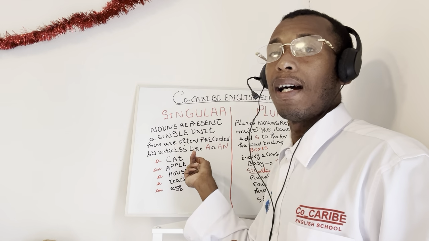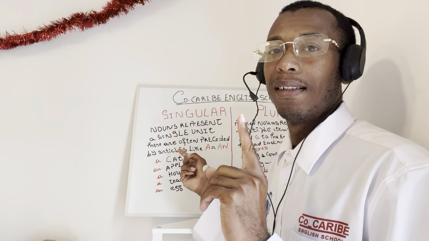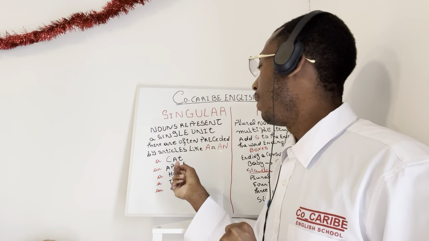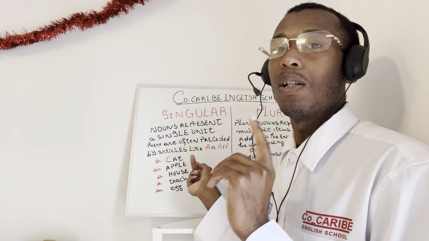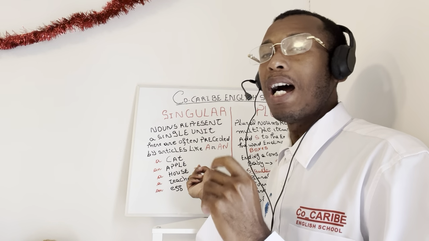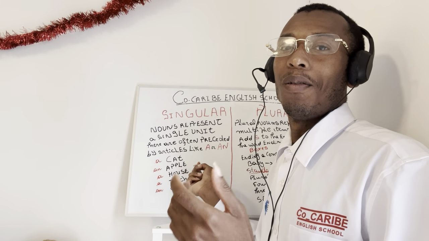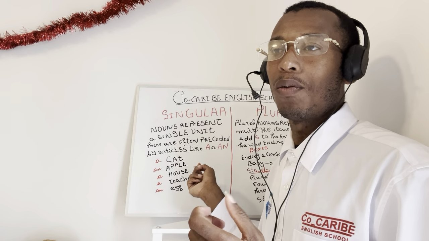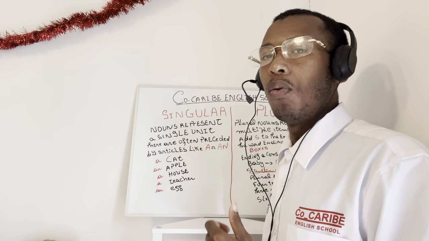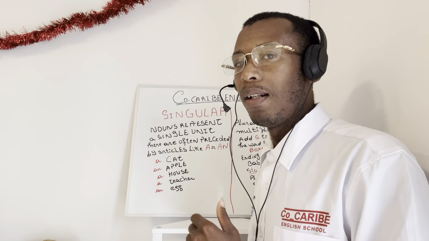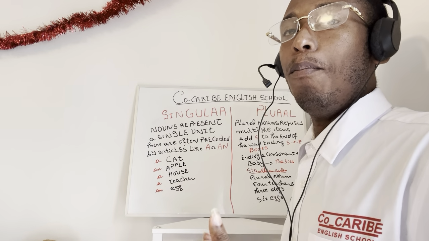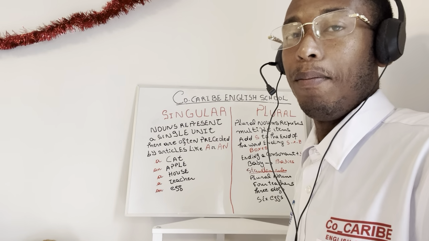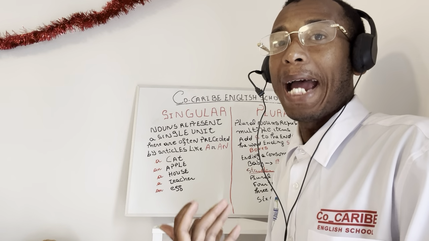How many cats do they have? One cat, singular. How many apples? One apple, singular. How many houses? One house, singular. Plural. Now, plural represents multiple items.